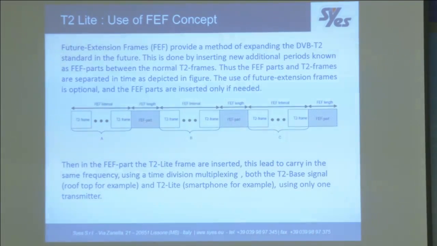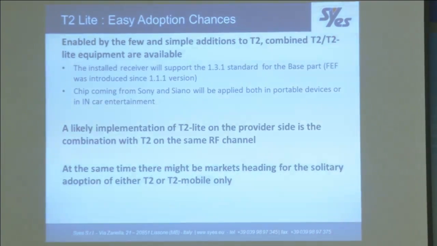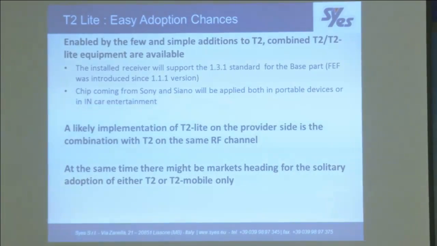This makes it possible to transmit in the same channel at the same time both the base and the lite parts of the standard. So, using a single transmitter, the broadcaster can transmit both the base part and the lite part, thereby reducing the cost of the transmitting chain. But improving the standard and so upgrading the chain will maintain the same receivers.